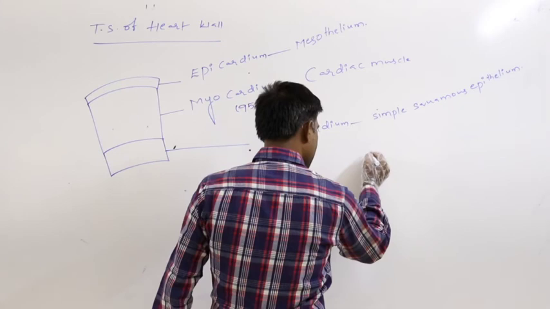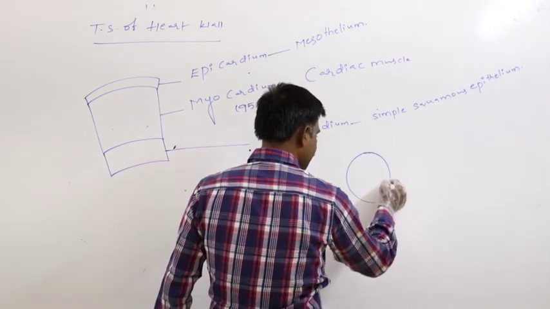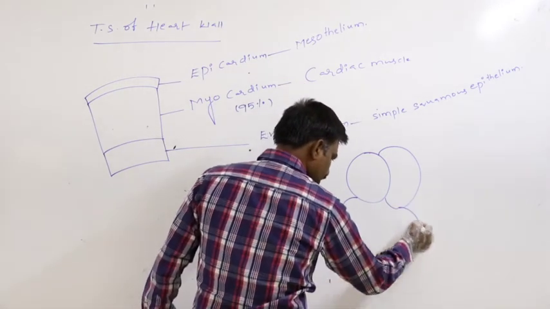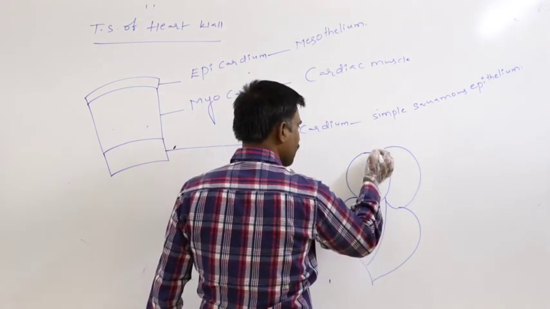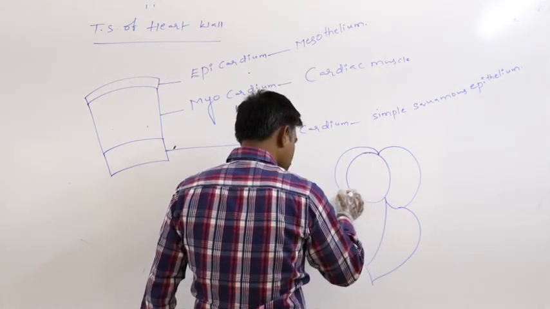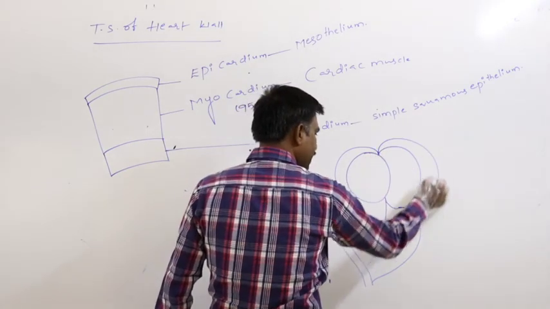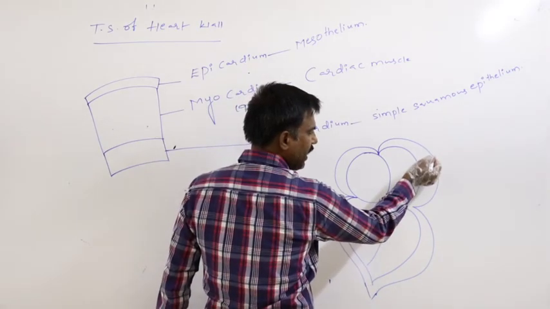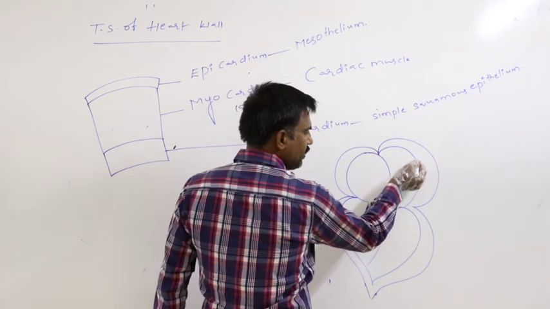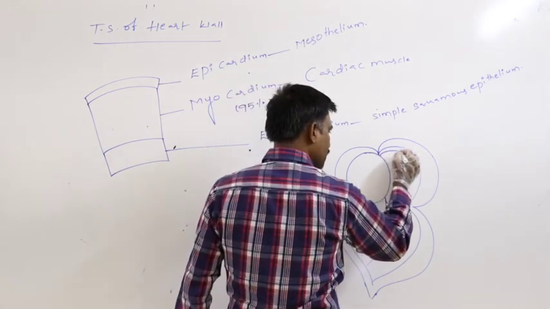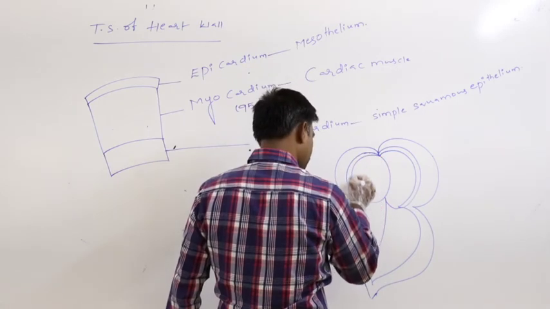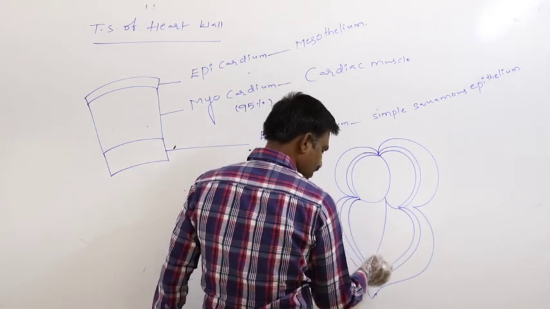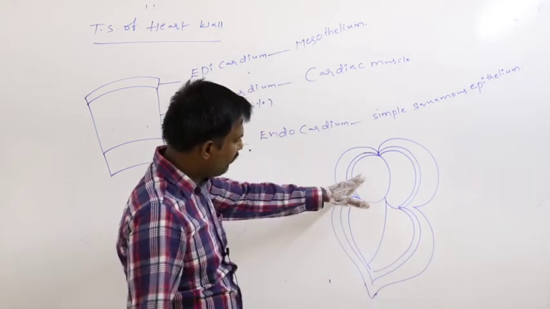Just assume this is the heart of the person. Again, in this case, these are the layers in the wall. Just assume this is the outermost layer, that is the epicardium. This is the myocardium. This is the endocardium.